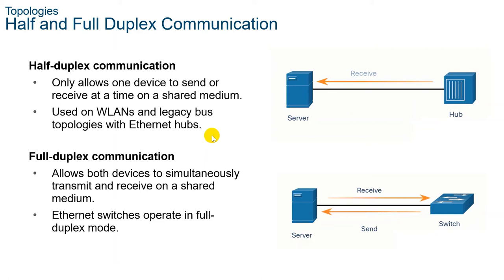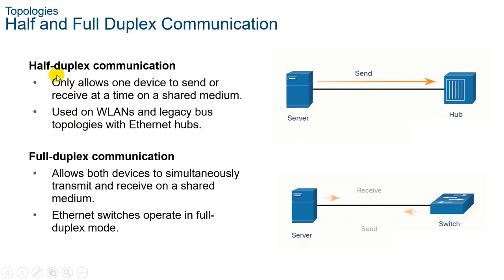Actually, we have the first one, which is called simplex. Simplex is a communication that is unidirectional and always goes to the client. An example of that is a radio station or a television. The direction is from the television to the end user. That's simplex, and the end user cannot respond to it. We are going to focus our discussion here on half duplex and full duplex communication.